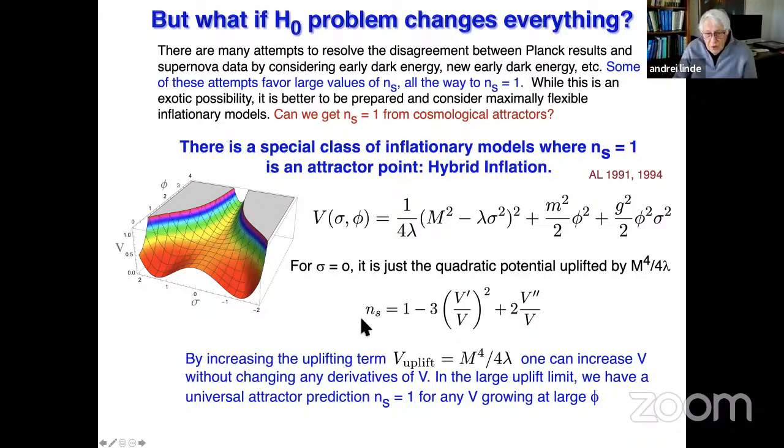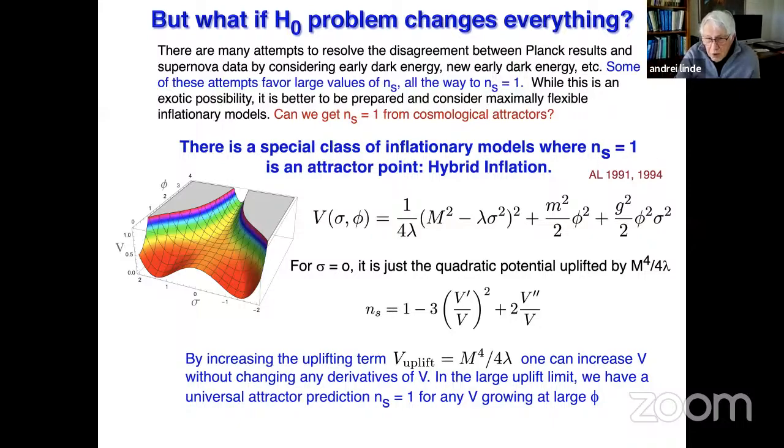If you look at the value of NS appearing here, and you start looking at V prime, which appears from m squared phi squared, and you look at V, V has this contribution of uplifting. If I increase and increase uplifting, the last two terms just disappear. V prime and V double prime do not depend on the uplifting, do not depend on this term, m to the fourth divided by lambda. But V does depend. So in the limit of large V, these two terms disappear, and you have a limit to NS equal to 1.